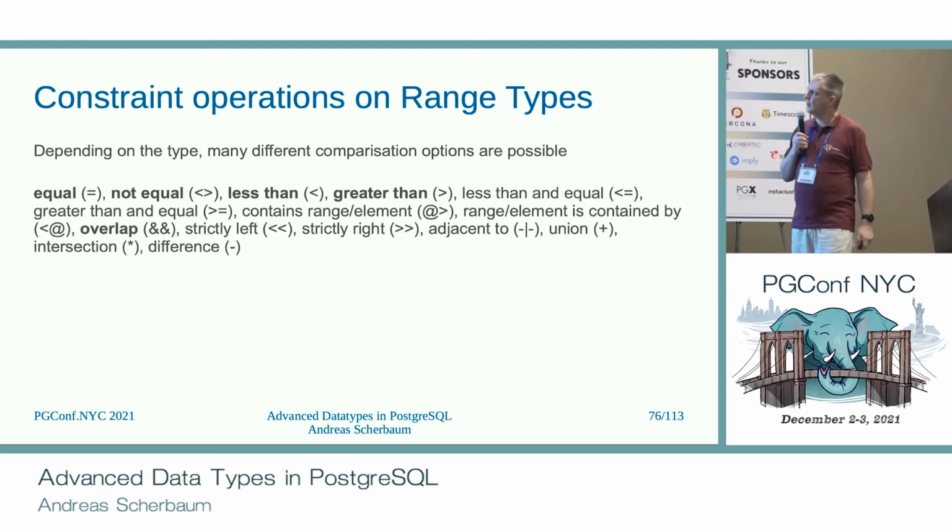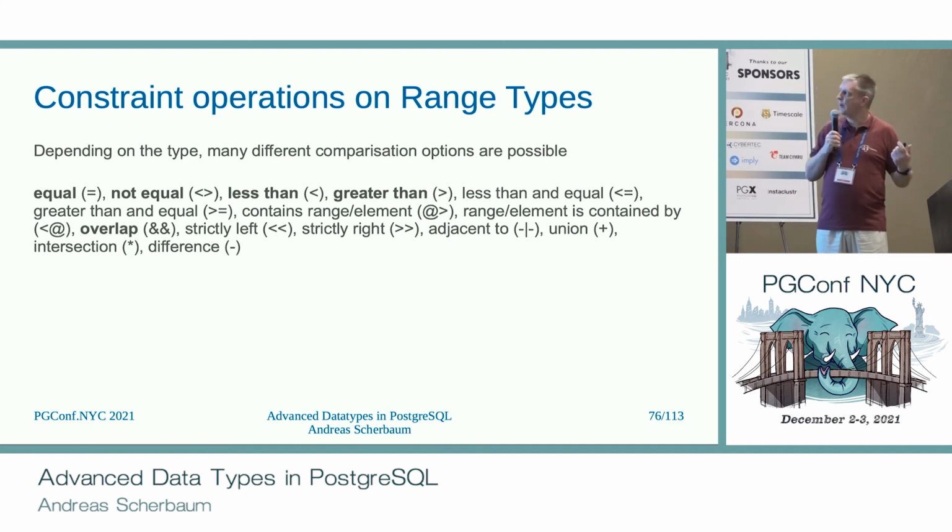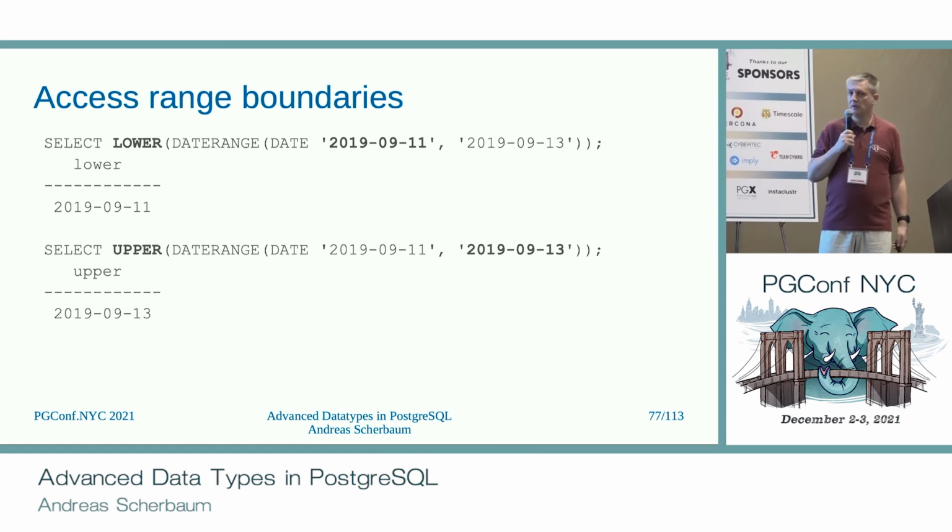There are a couple more things you can exclude on. The most common ones are probably equal, not equal, less than, greater than, and overlap. But Postgres offers a lot more. Okay. You can also find out what your range looks like. What is my lower range here in my date type? If I have my two ranges here and I ask for the lower one, I get my 9/11 back. If I ask for the upper one, I get my 9/13 back, so the upper value of this.